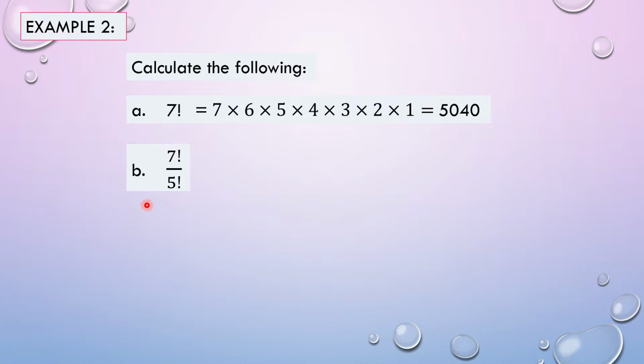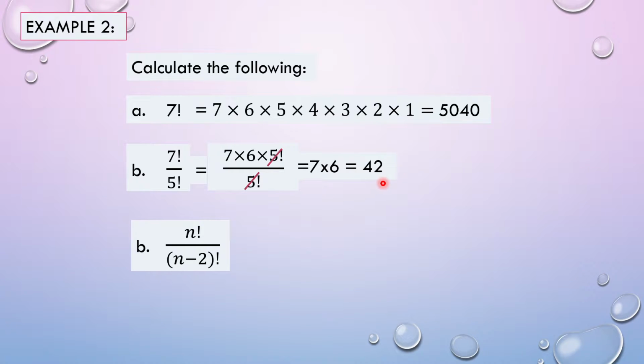Next, you are asked to simplify 7 factorial over 5 factorial. Then you can write this as 7 factorial. Now see, I am going to expand only until 5 factorial. So 7 times 6 and then I stop at 5 factorial, divided by 5 factorial. So 5 factorial can be cancelled and your final answer will be 7 times 6 equals 42.